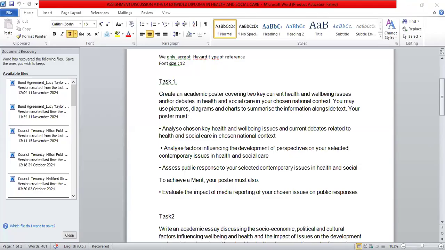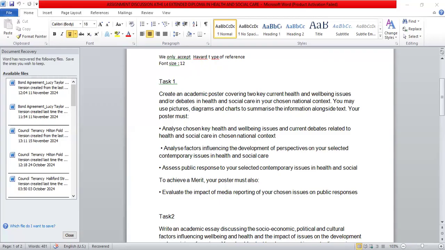So as I mentioned, in task one, we are supposed to analyze the chosen key health issue. We're supposed to analyze the factors that influence the development and the perspective of the selected contemporary issue, which I've explained. And then the third one, which is 1.3, is to assess the public response to your selected contemporary issues in health and social care. So what public response can we look at?